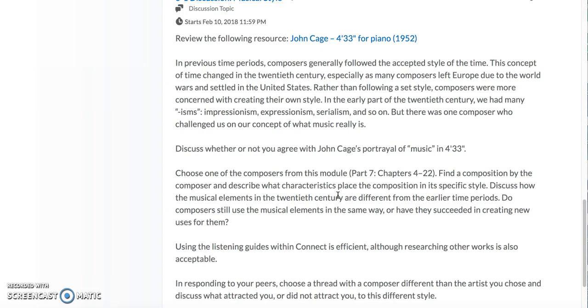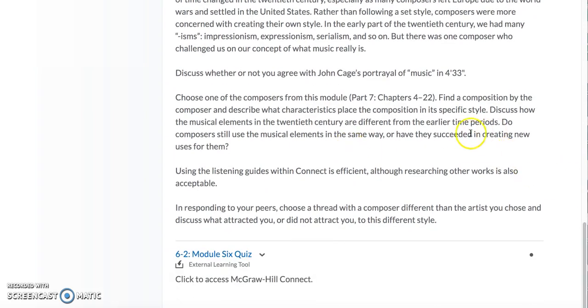So for instance, if you listen to a Beethoven symphony, how do you listen to that music and place it in the classical music period? There are clues in the music that will lead you to place it in that period. And then talk about the difference between that music and 20th century music. Do composers still use musical elements in the same way, or have they succeeded in creating new uses for them? That's going to be your discussion board assignment for this week. Make sure you cover all those elements, and make sure you include a reference in your discussion board post.